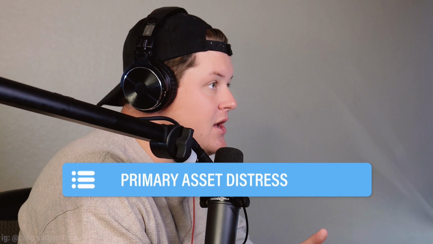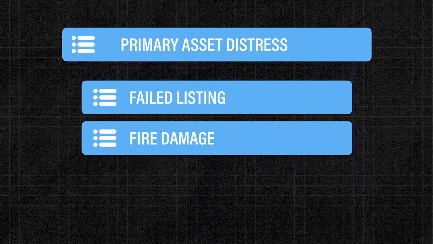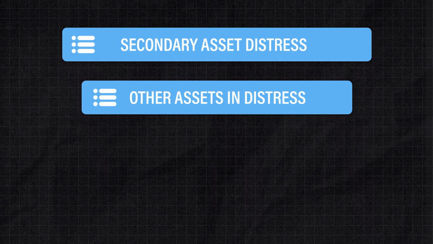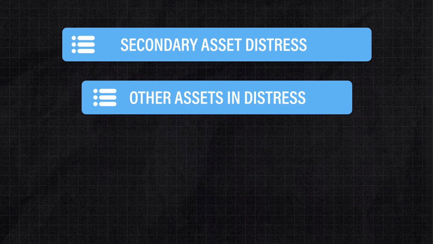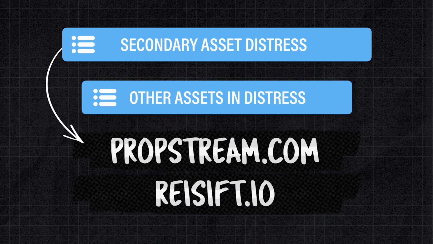The second thing we want to add on is primary asset distress. So that could be that property was a failed listing. That could be that property had fire damage, that property had water damage. And then we add in secondary asset distress. So does this person own any other assets that are also in distress? And you can find that out using software like PropStream and reisift.com.